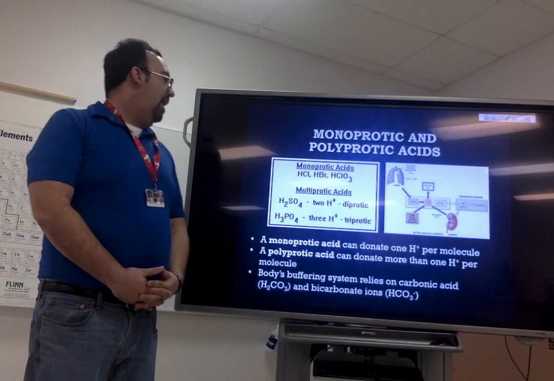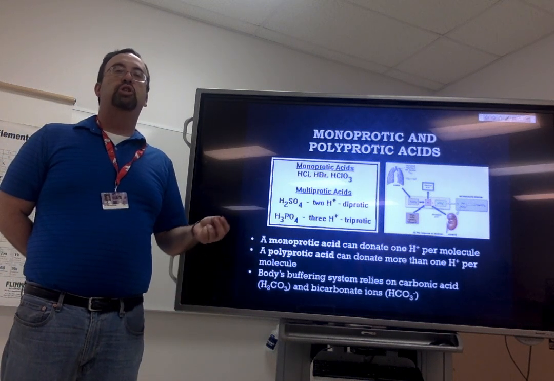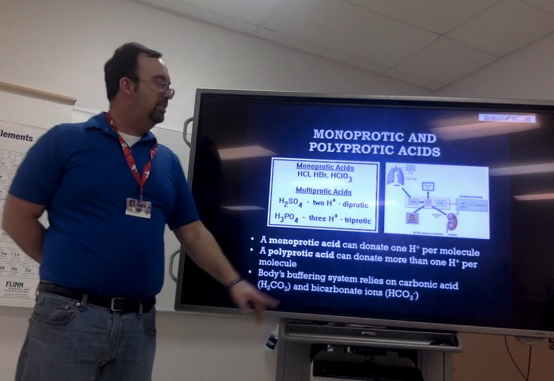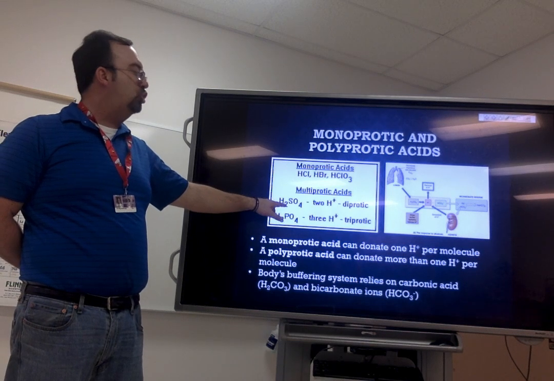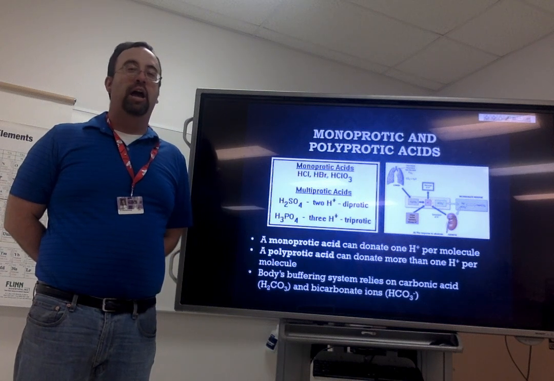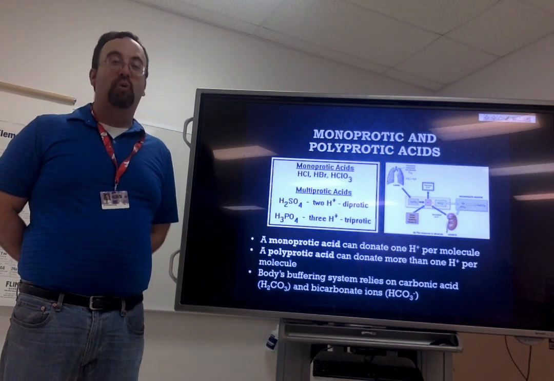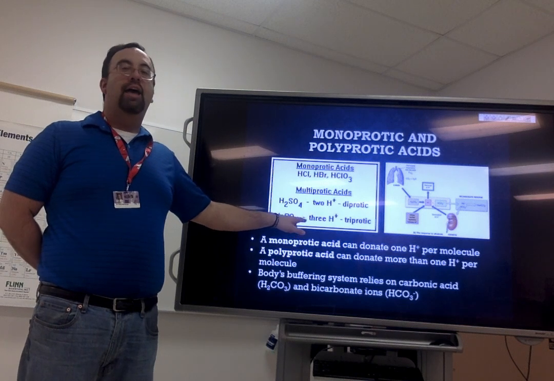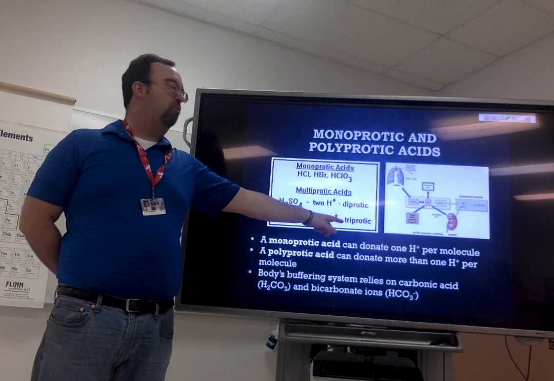All right. A polyprotic acid, as the poly would suggest, can donate two or more hydrogen ions. In examples of this, we have sulfuric acid. Notice the formula for sulfuric acid is H2SO4. So it could donate two hydrogen ions, which makes this diprotic. And then we also have phosphoric acid, which has the formula H3PO4. And therefore, this can donate up to 3 hydrogen ions. And so this is triprotic.